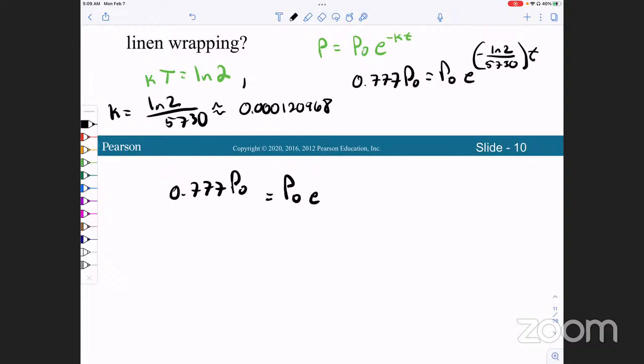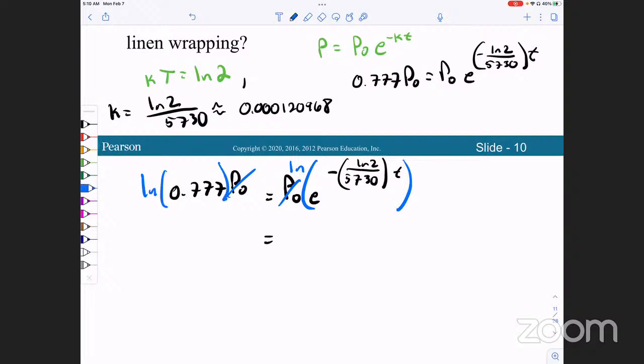Then we can say e to the, we're using the exponential decay model. And then we said negative k, so we got this negative natural log of 2 over 5730, like this. I divide both sides by P naught, so these guys are essentially going to cancel each other out. And then to get that out of the exponent, we take the natural log on both sides. Take the natural log on both sides, right? Okay, so let's account for these changes.